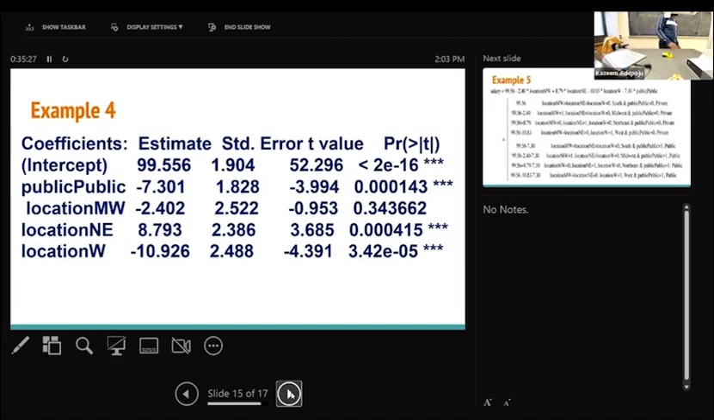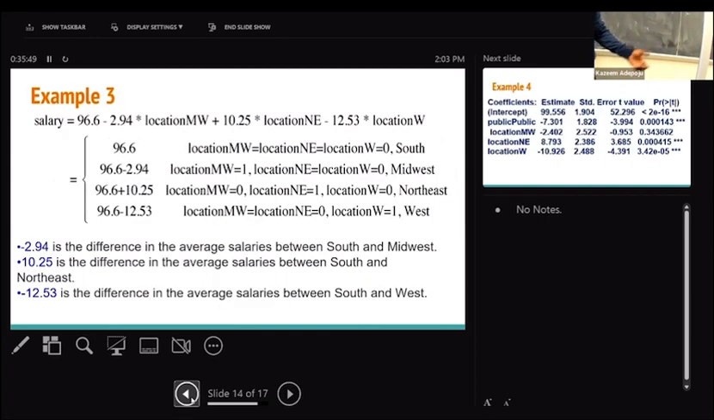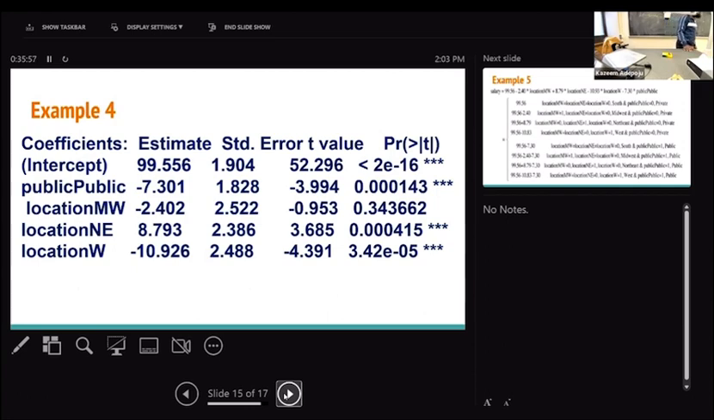Oh my God. Here I got two categorical variables. One has 2 levels. The other one has 4 levels. The 2-level one is public and private, right? Then the other is region. We're still talking about salary, but in the previous one we only considered the effect of region, the effect of location. But in this one, we are now considering not only the effect of location, we are also incorporating whether you work for public or you work for private.